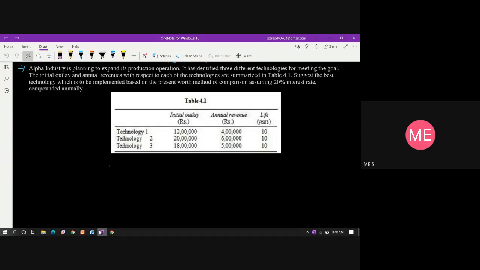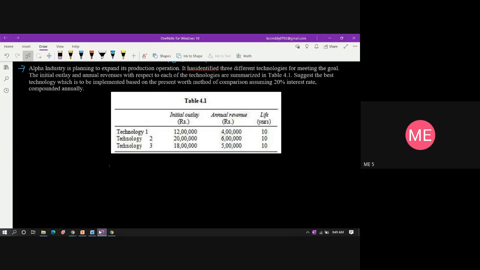So he is mentioning clearly that you need to choose the best alternative, or best technology, among these three using the present worth method of comparison. So for each alternative you need to calculate the present worth of alternative 1, alternative 2, and alternative 3. Based on the revenue dominated or cost dominated cash flow diagram, we go for the best alternative. If it is revenue dominated, then you go for the positive net present worth, the highest present worth, which will be chosen as the best alternative.